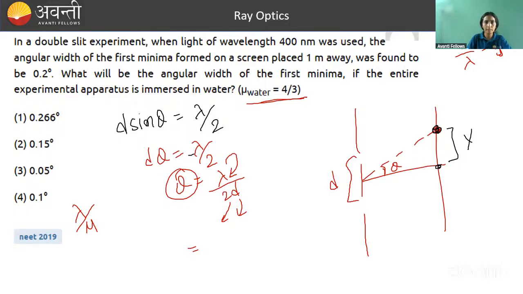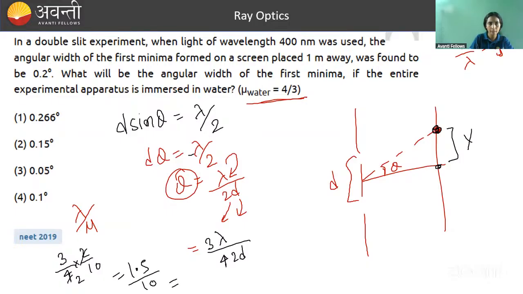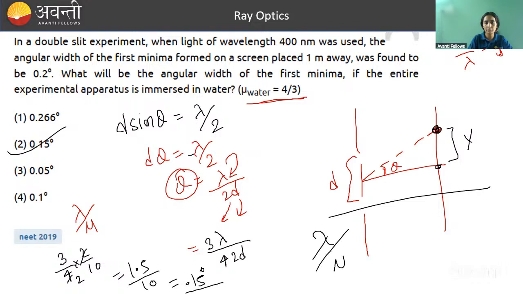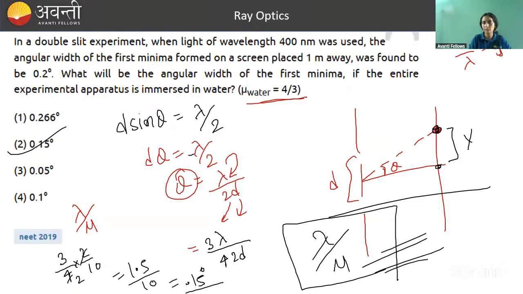I mean, it will become lambda by mu, and lambda by mu अगर आप करते हो, so this will be 4, 3, 2d, right? Lambda by 2d is given, that is 0.2 degree. So 3 by 4 into 2 by 10, and this is going to be 2. So this is going to be, yes, 1.5 by 10. So this is going to be 0.15 degree. So that was correct actually. Okay. So whenever you immerse the whole YDSE apparatus into a different media, simply the wavelength will get changed to wavelength by mu. Always remember this thing.